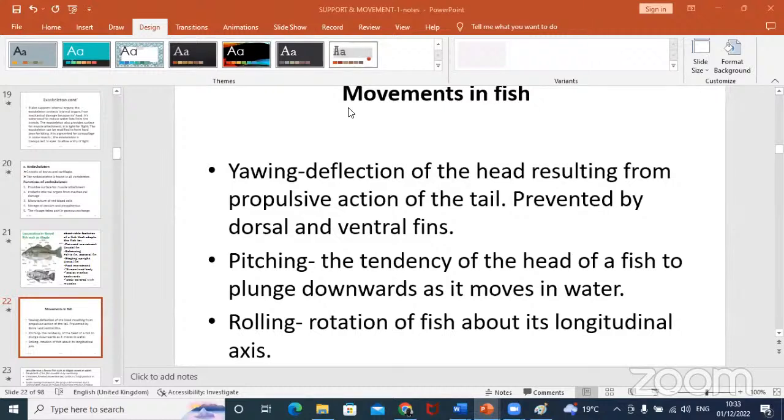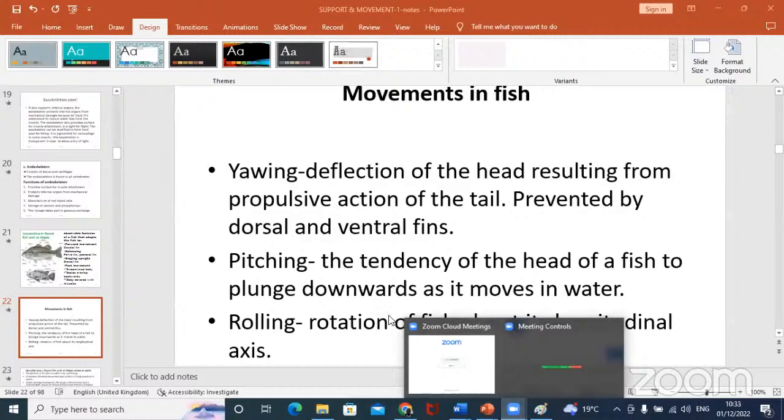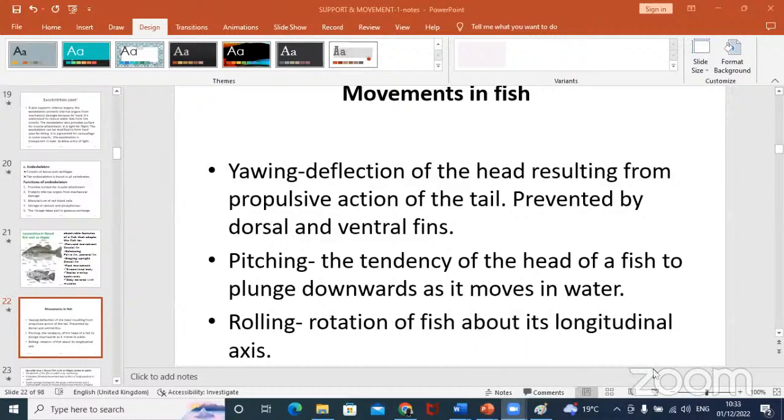I want somebody to ask something they have not understood on movements in fish before I go to adaptations. So can you please explain pitching again? Pitching. Can I go back to the video that I projected before? Yes. Let me share this.